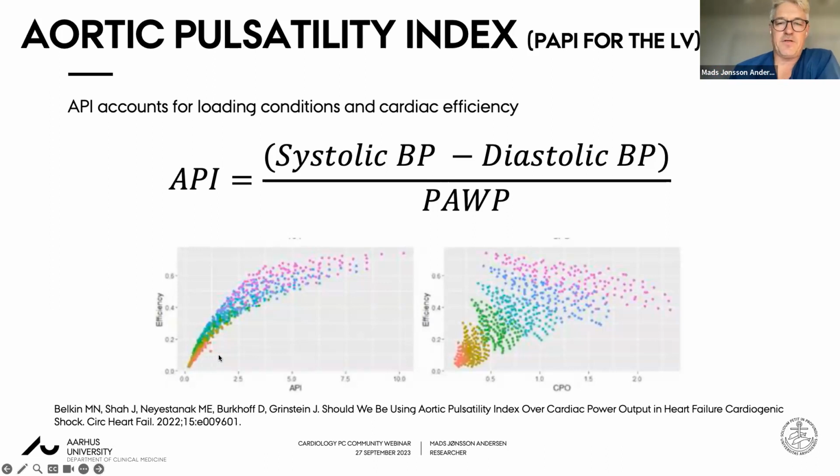with different states of contractility depicted by the different colors. And what you see here on the left, you have aortic pulsatility index. On the right, you have cardiac power output. And on the y-axis, you have the cardiac efficiency. And what you see is that aortic pulsatility index tracks with cardiac efficiency a lot better than cardiac power output. And especially cardiac power output fails to correlate with the chronic decompensated heart failure states as previously.